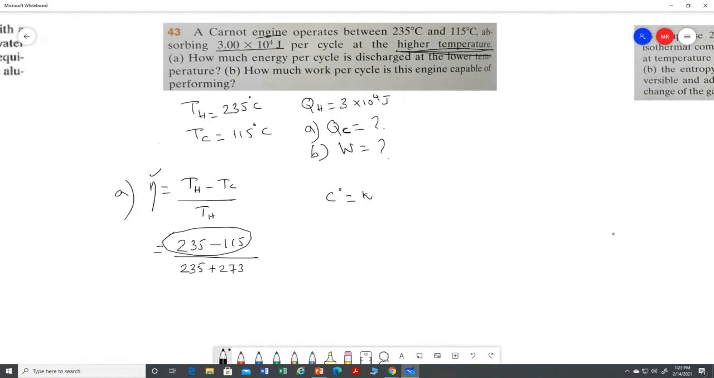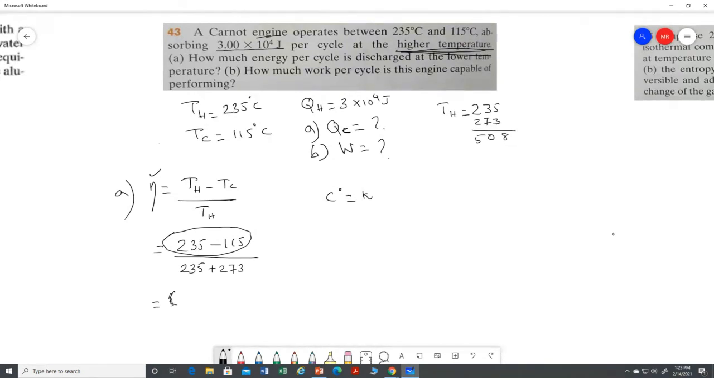Or else, my dear, I can come to your point. Teacher, I don't understand why you didn't convert the denominator. Okay, listen. What is your higher temperature, my dear? 235. If you add 273, what is the answer? 508. This becomes 0 and this becomes 5. Am I right?